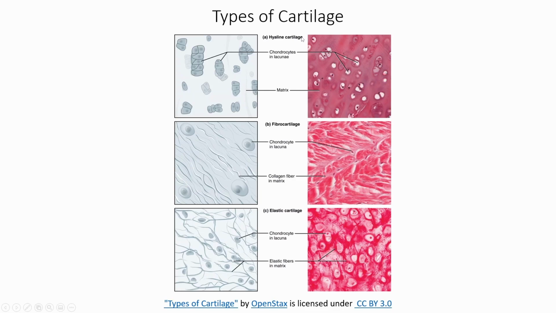This is going to be found in places like in your nose, right? You're going to find these in the ends of your bones. That's where you'd find hyaline cartilage.